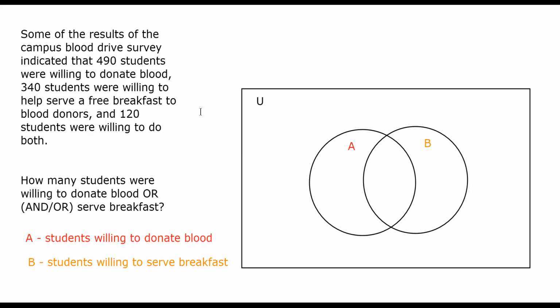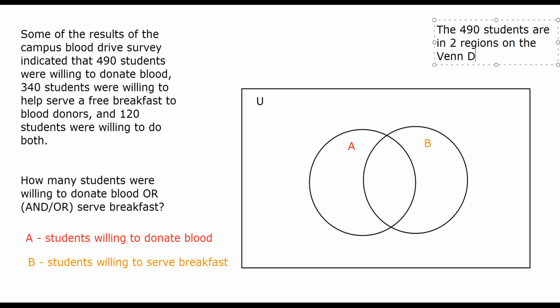So the 490 students is actually going to be everything that's in the set A, the entire circle, which means the 490 students are in two regions on the Venn diagram. They are found between both parts of A. This region and this region together make up the 490. That's going to make it a little bit more complicated. So I can't fully figure all of this out without knowing what that middle region is. So I'm going to put the numbers in there.